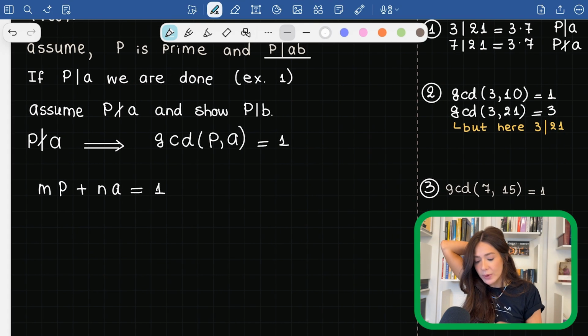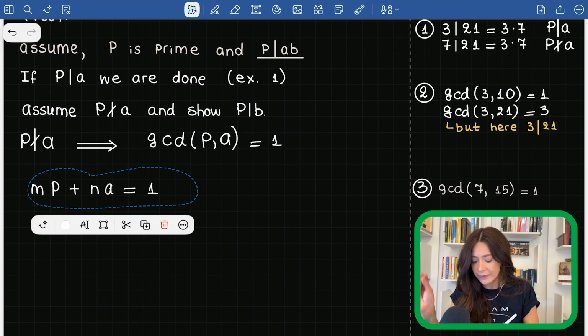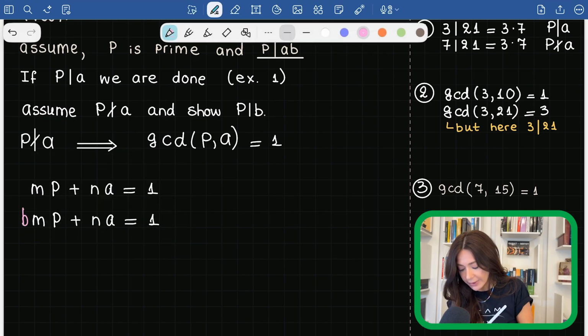Okay, so let's remember what I'm trying to do. I'm trying to prove that P divides B, so it would be useful to have B somewhere, right? So I will multiply everything by B. That seems like a logical thing to do, and hope for the best after that.